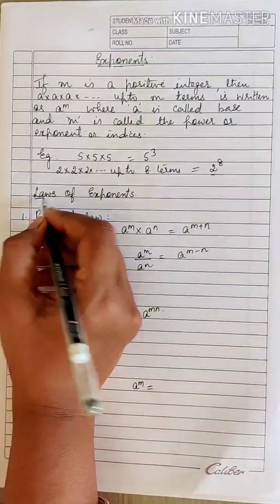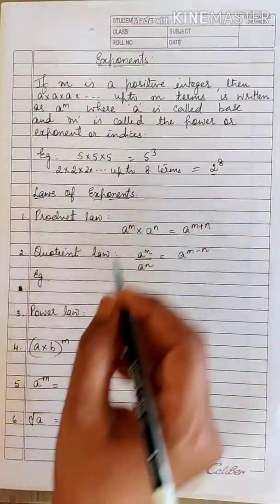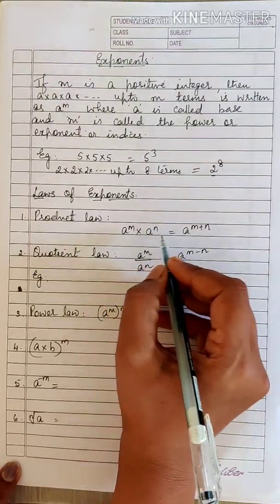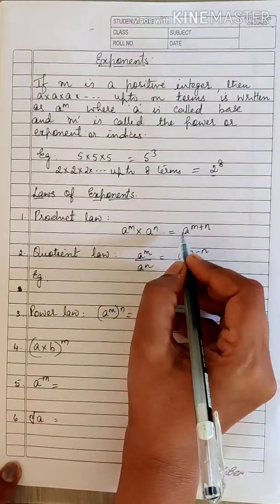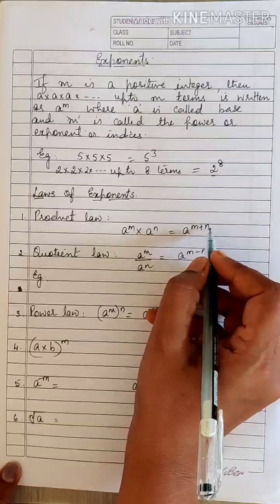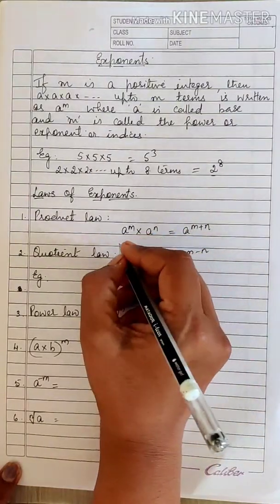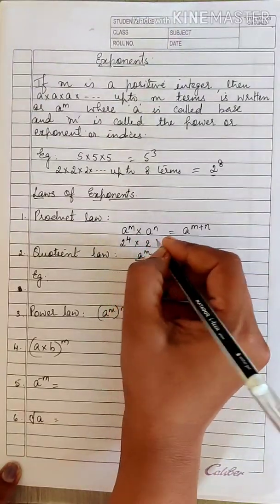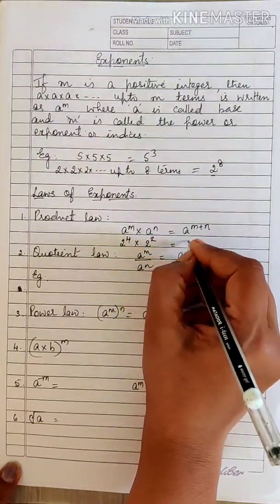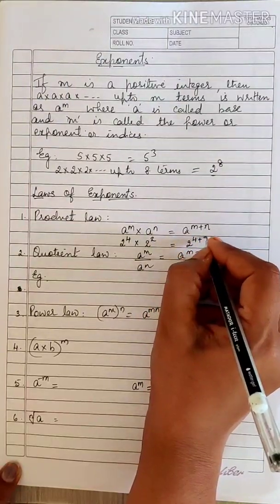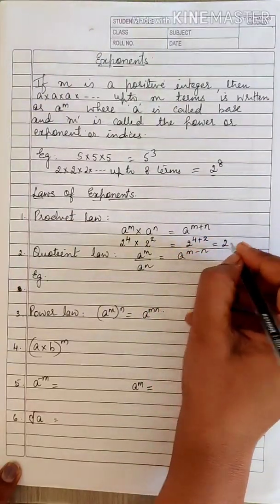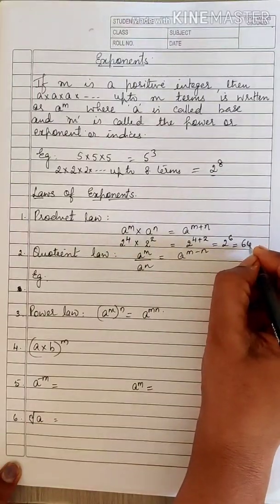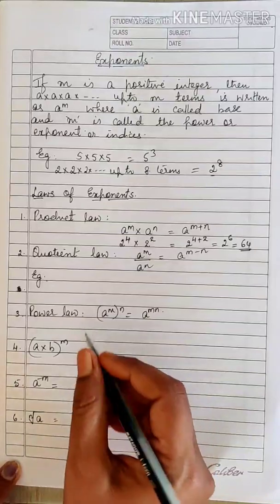Now, what are the laws of exponent? First one, product law. a to the power of m into a to the power of n is equal to a to the power of m plus n. That means, I'll give one example. 2 to the power of 4 into 2 to the power of 2, which will be equal to 2 to the power of 4 plus 2, which is equal to 2 to the power of 6. You know 2 to the power of 6 is equal to 64.